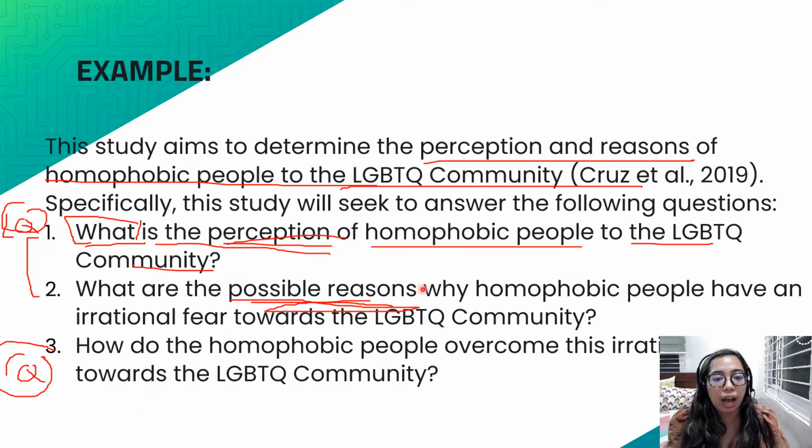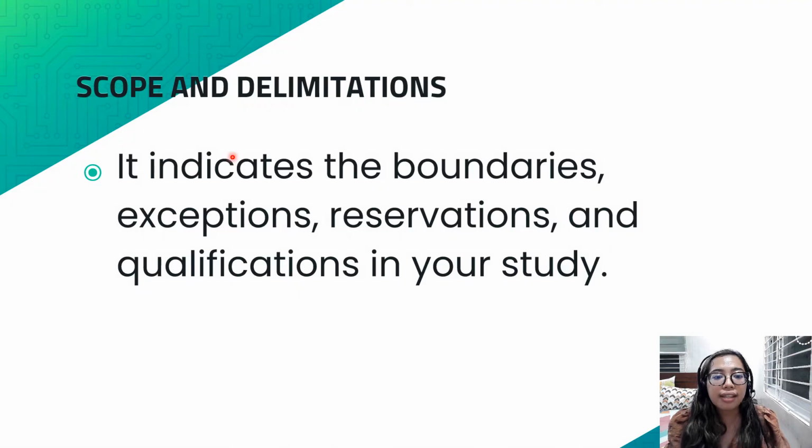Kailangang sunod-sunod siya. Bago nyo malaman yung reasons, tanongin nyo muna ano yung perception. Bago nyo malaman yung kung paano nila na-overcome yung irrational fear, tanongin nyo muna yung possible reasons. So, dapat sunod-sunod siya, sequential and logical. Next, let's move on to the scope and the limitations. So in this part, you have to indicate the boundaries, exceptions, reservations, and qualifications in your study.